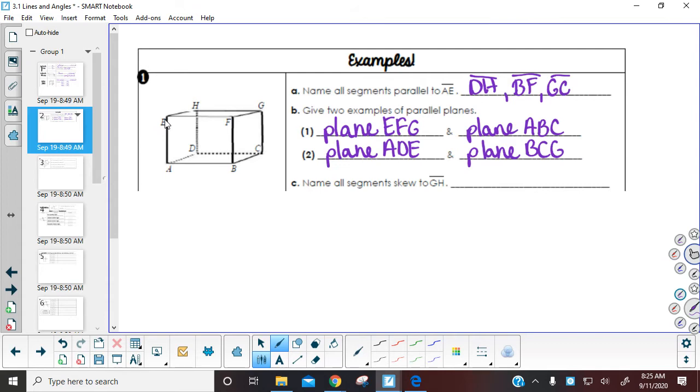Okay, so now the one that is skew. Let's talk about the skew one. So name all segments skew to GH.